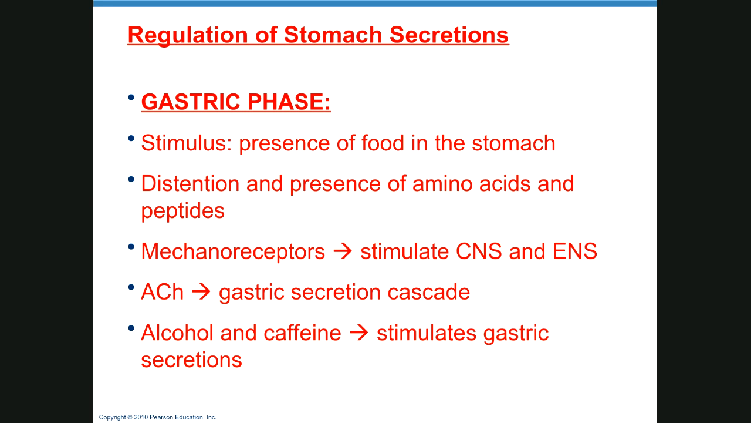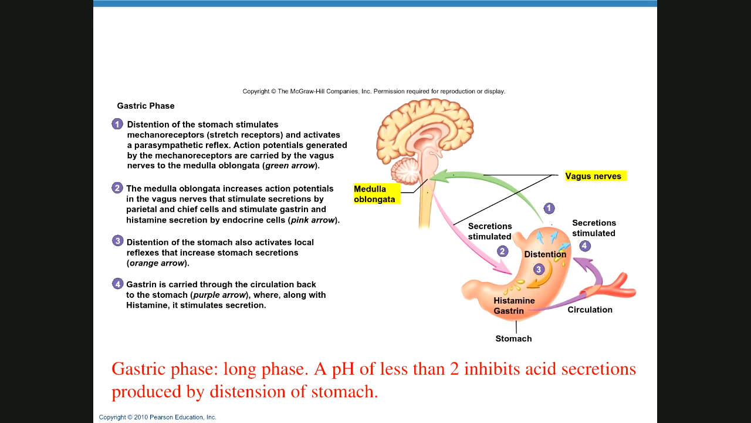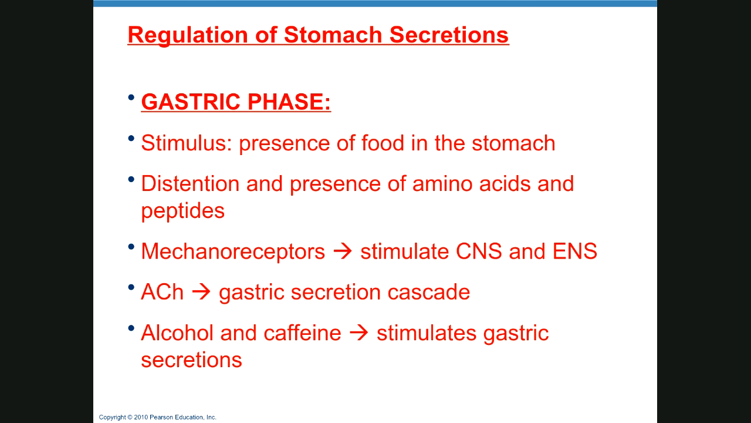Following the cephalic phase is the gastric phase, and the gastric phase will begin with the arrival of food in the stomach. So the stimulus is the presence of food in the stomach. What the presence of food in the stomach is going to do is going to buffer the acidity of the stomach that had begun secreting hydrochloric acid. So that's going to stimulate chemoreceptors.